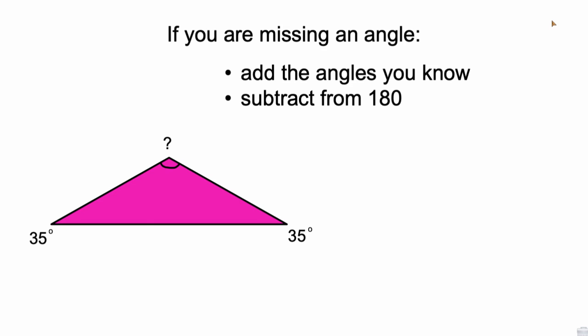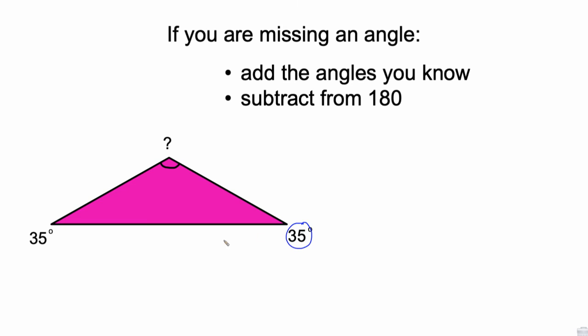All right, I have an example here, and it says if you're missing an angle, you need to add the angles that you know, and then subtract from 180 because we know that all the angles add up to 180. So if we know we have 35 degrees and 35 degrees, we know 35 plus whatever this is going to equal 180. So here's how we would do that.